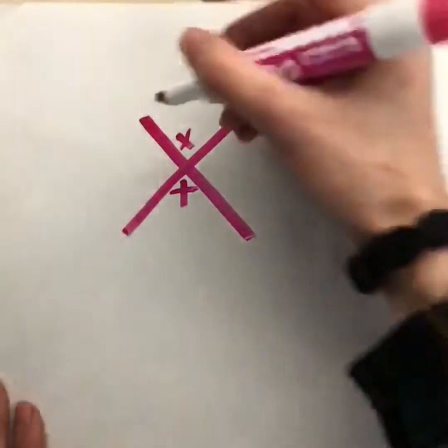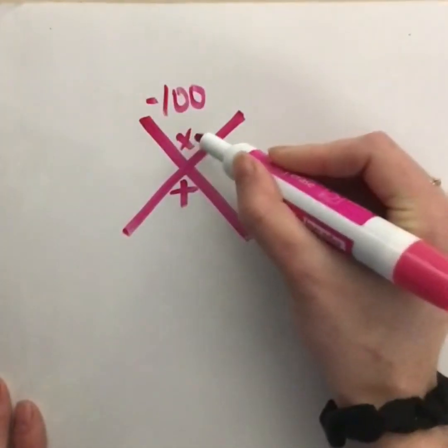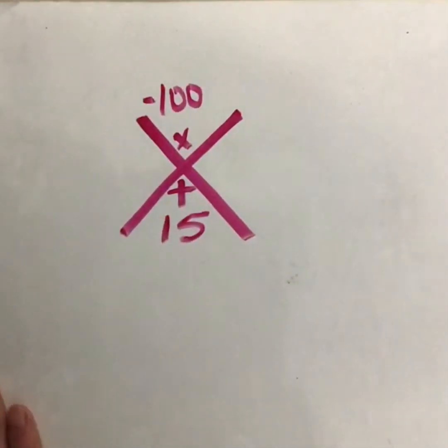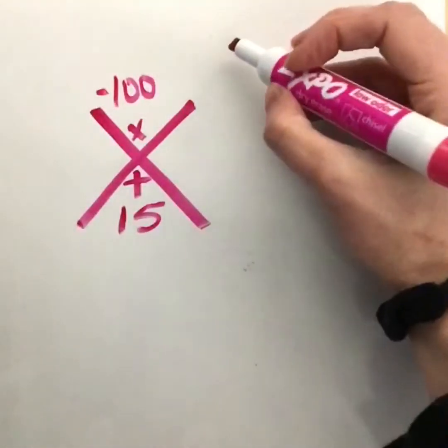Let's try the first one. So first we have negative 100 is the number we're trying to multiply. So it goes on top. And 15 is the number we're trying to add to get. So the first step to trying to solve these is to write out all of our factors.